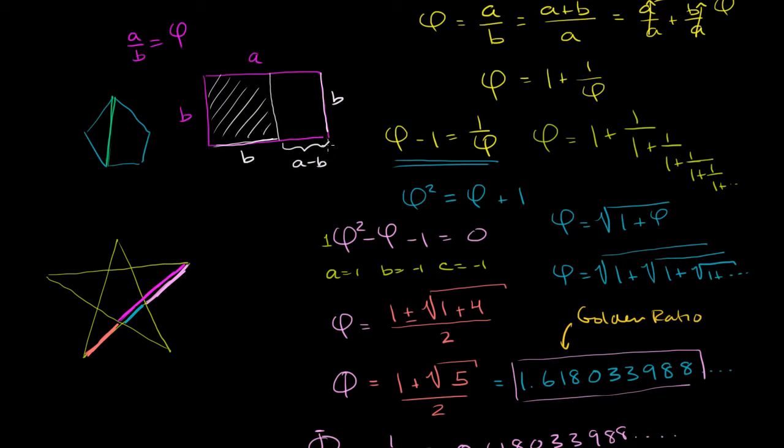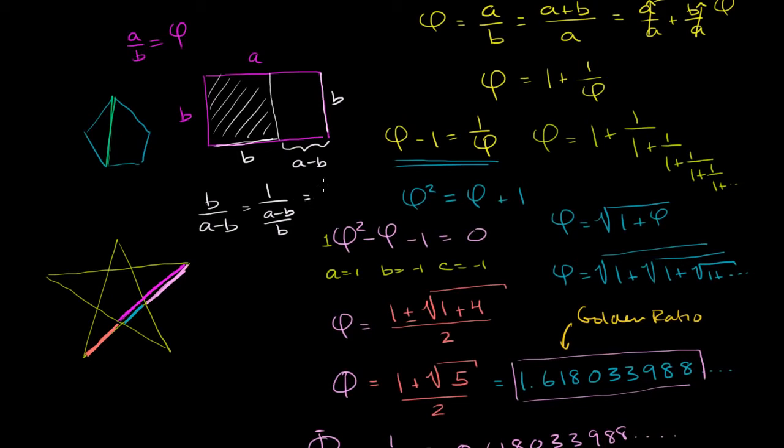Now wouldn't it be cool if this was also the golden ratio? So let's try it out. Let's find the ratio of b to a minus b. So the ratio of b to a minus b is going to be equal to 1 over the ratio of a minus b to b. I just took the reciprocal of this right over here.